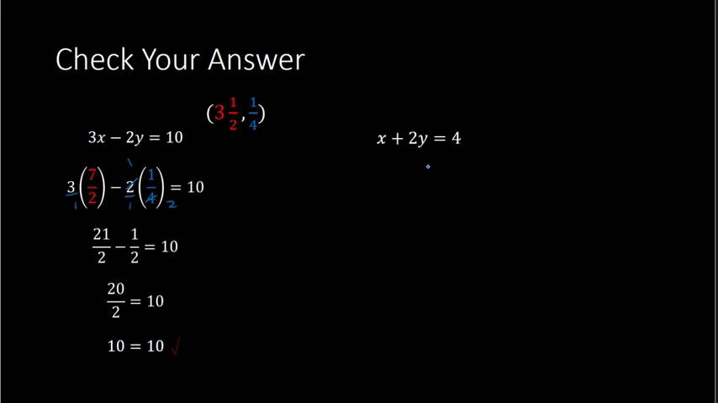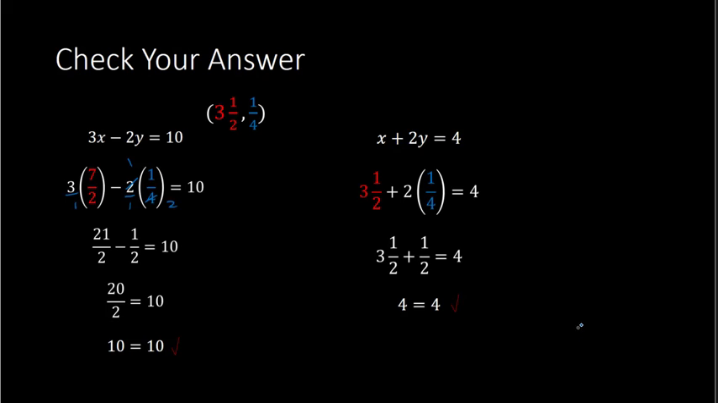Here we see x plus 2y equals 4. Plug in 3.5 for x and 1/4 in place of y. I kept this as 3.5 in this case because we don't need to multiply 3.5 with anything, and it's going to be easier to just leave it like this for this equation. And then 2 times 1/4, we've already mentioned, is 1/2. So we have 3.5 plus 1/2 equals 4. So 3.5 plus 1/2 is 4. So we have 4 equals 4. That is a true statement, which means we have the correct solution.